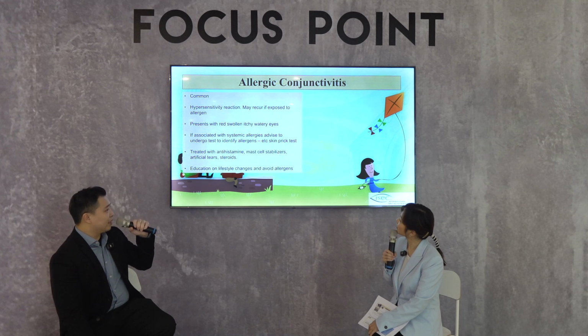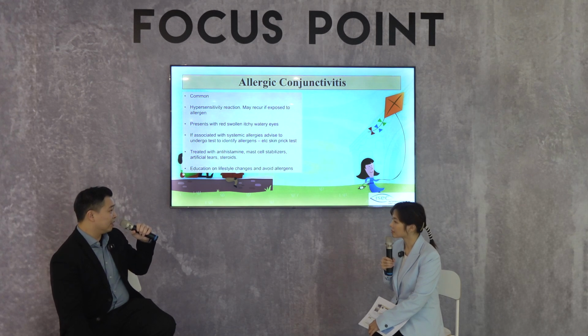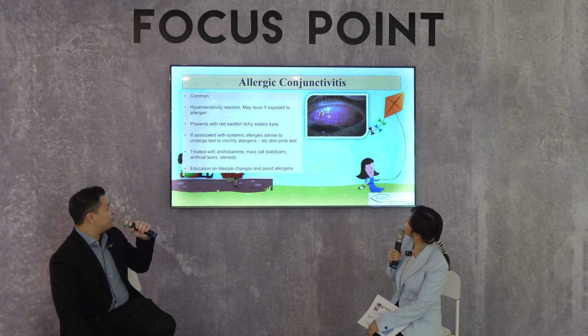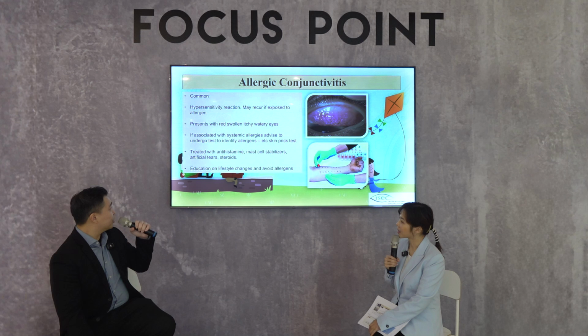Allergic conjunctivitis is a fairly common condition. It is due to a hypersensitivity reaction in a person. Whenever they are exposed to an allergen, the hypersensitivity reaction will mount and they develop allergic eyes. They normally present with red, swollen, itchy, watery eyes. If they are associated with multiple systemic allergies, such as allergic rhinitis or a severe skin condition, they might require some special tests to identify those allergens. Allergic eyes are normally treated with antihistamine, mast cell stabilizers to control the condition, artificial tears, and steroid if there's any acute flare.